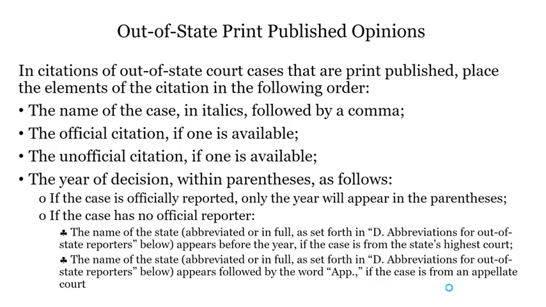If the case has no official reporter, the name of the state appears before the year if the case is from the state's highest court. And then the name of the state appears followed by the word APP if the case is from an appellate court. So for more information on how to cite out-of-state print-published court cases, go to page 26, section 1.5a of the Ohio Writing Manual.